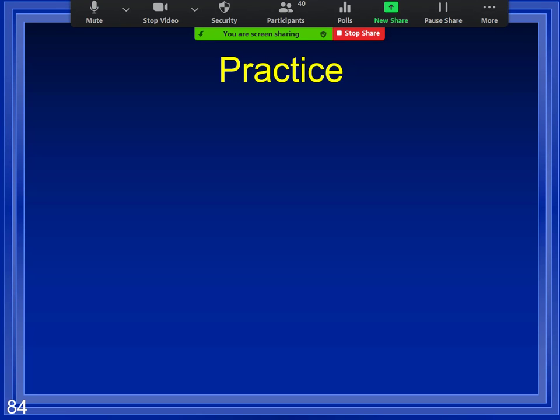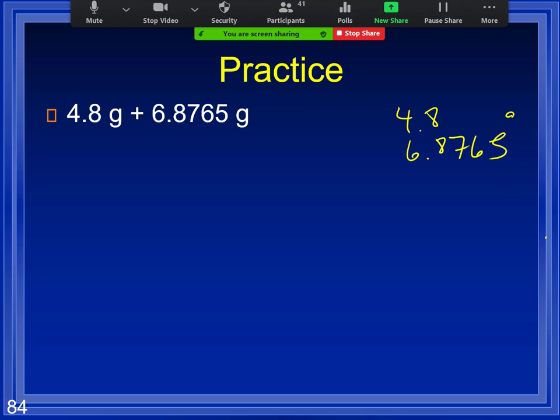Okay. So, a few examples. 4.8 plus 6.8765 grams and grams. Notice they have units. And I always write the units because they're going to be your friend. And my calculator gives me 11.6765, and grams plus grams equals grams. So that's what your calculator is going to say. Your calculator is going to give you the wrong answer.